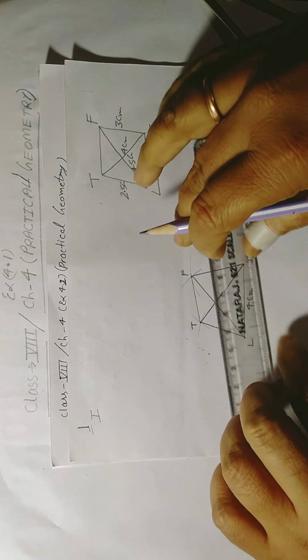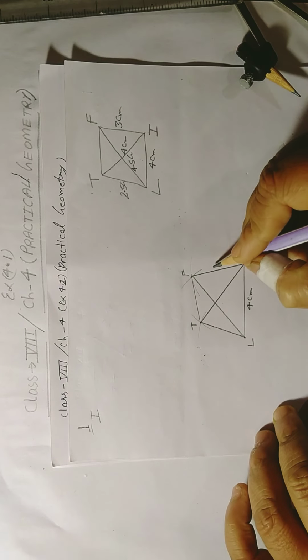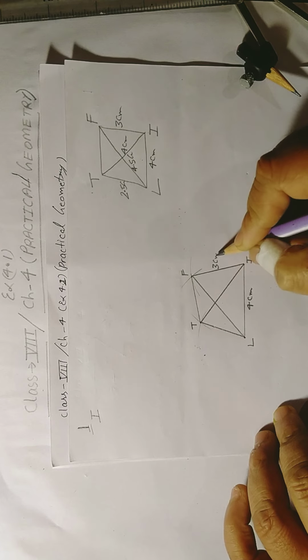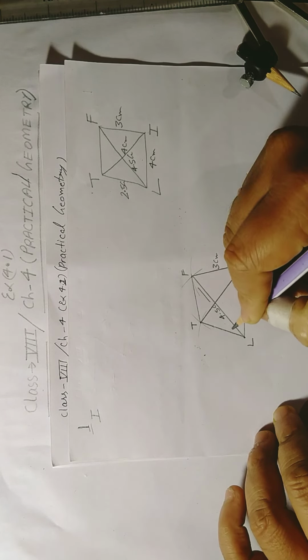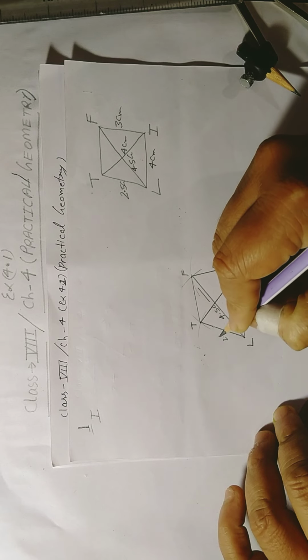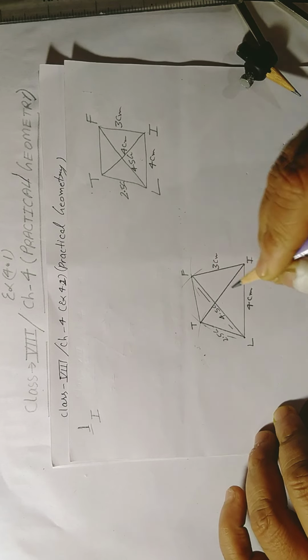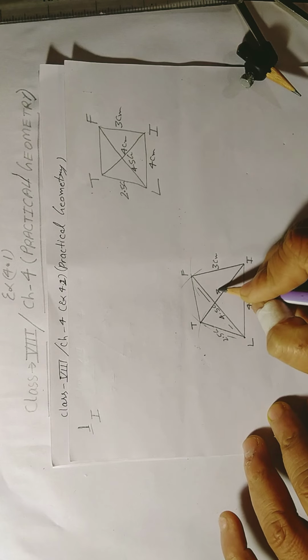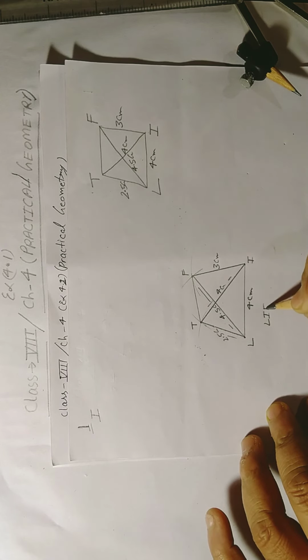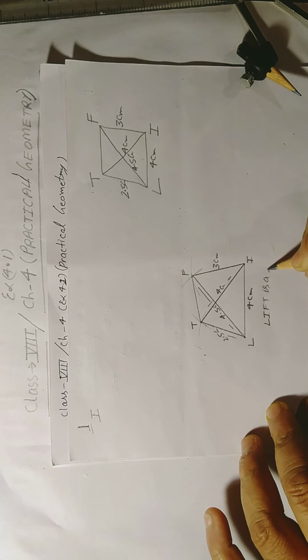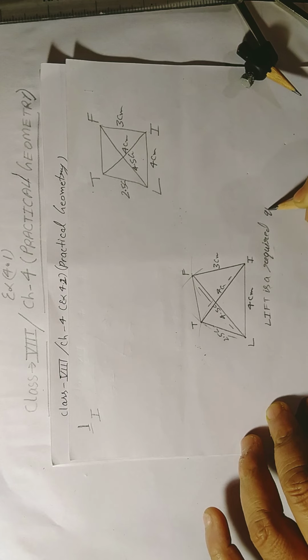So finally LIFT, its measurements are 3 centimeter, 4.5 centimeter, 2.5 centimeter, and 4 centimeter. So finally LIFT is the required quadrilateral.